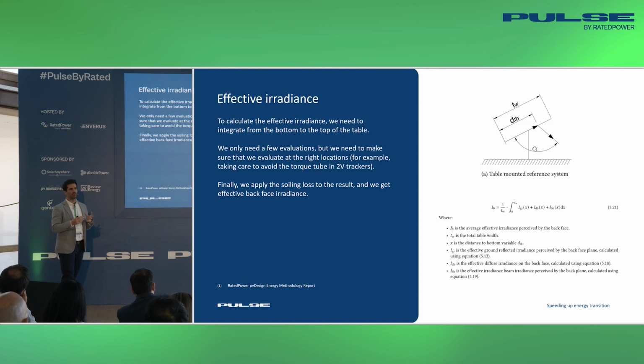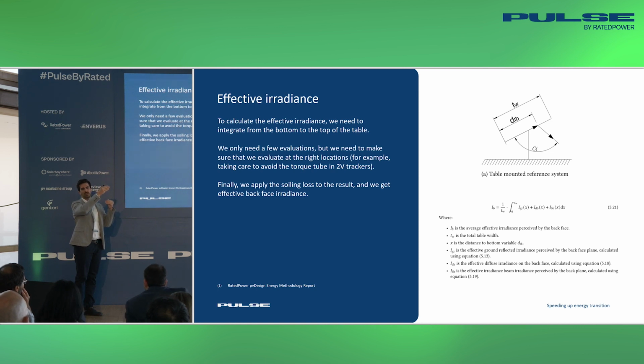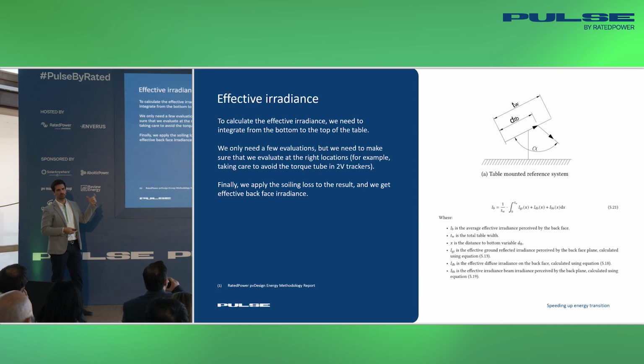We want to find an average which is representative of the entire thing, and that's why we are evaluating at several different points. Additionally, 2P trackers, for example, have the torque beam gap, right? The modules are separated at the torque beam, and that means it doesn't make sense for us to evaluate right above the torque beam. So we need to evaluate just before and just after, right? Otherwise, we would be decreasing the irradiance perceived by the modules, which isn't actually happening because they are not there. So in other words, we need to evaluate just in the positions where the modules actually are and not anywhere else.